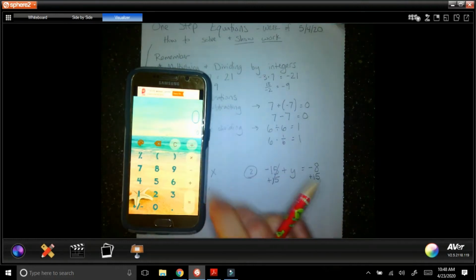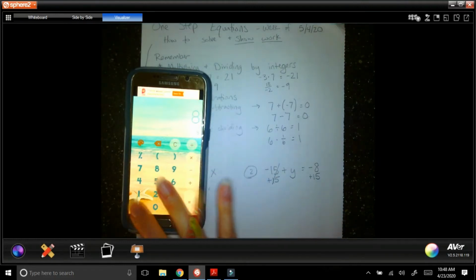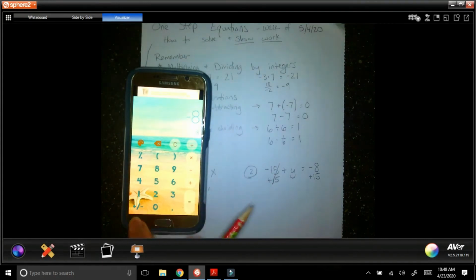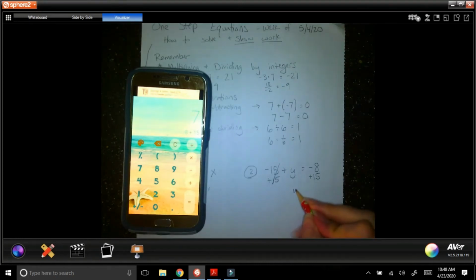So if I have negative 18, on my phone calculator, I have to actually push the 8 and then the negative sign. And then plus 15 equals a positive 7. So y equals positive 7.